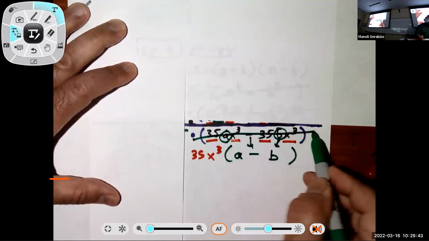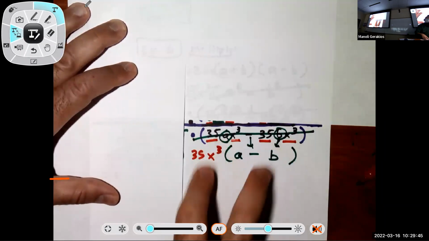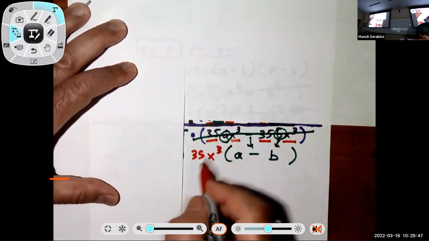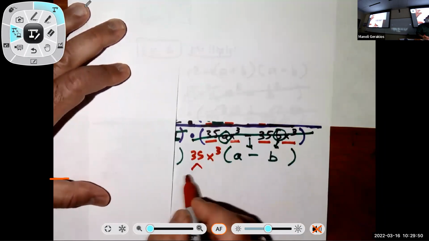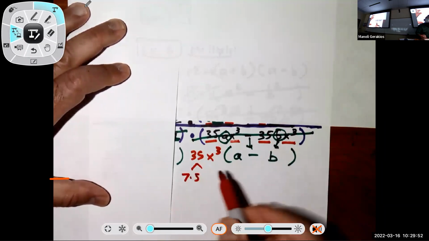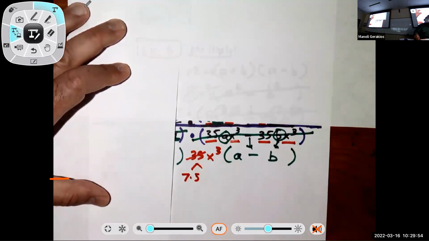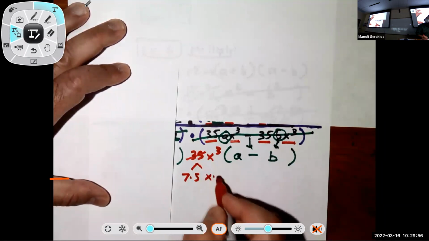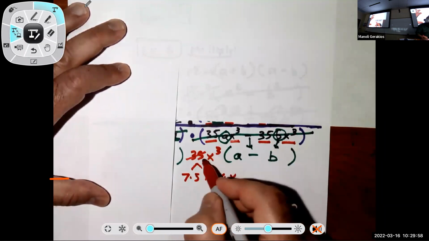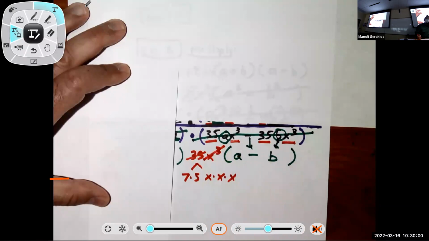Slash all this out. We're replacing that whole binomial with its factors. Okay, what about 35? Can I go 7 times 5? That's in the multiplication table. And then x cubed is x times x times x. Slash that out. Now anything not slashed out is live.